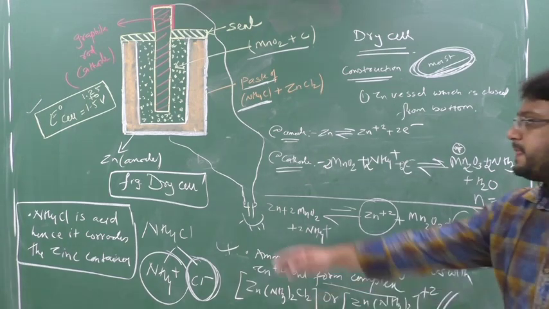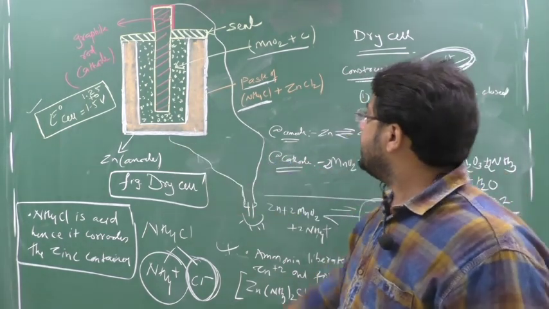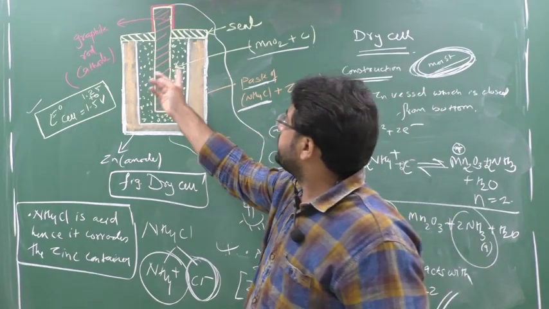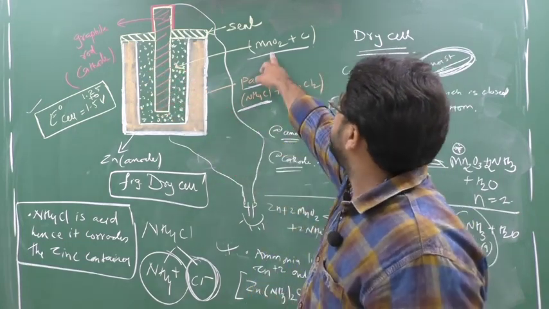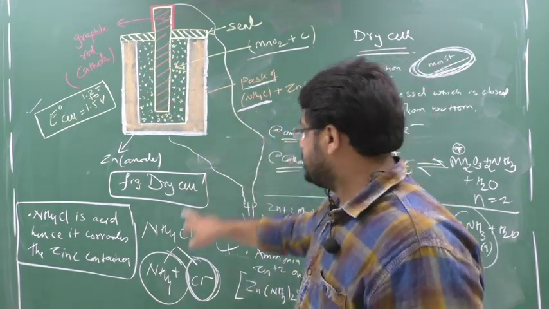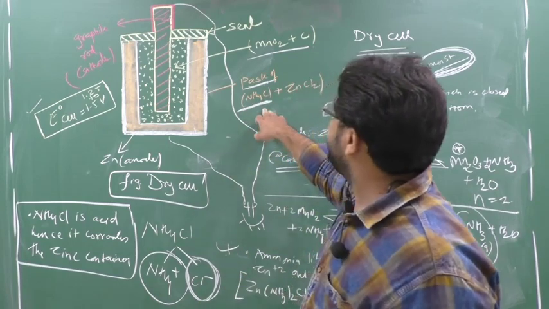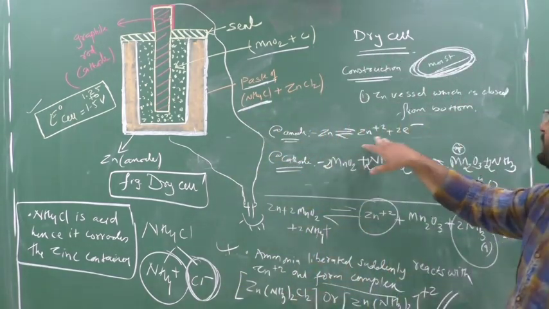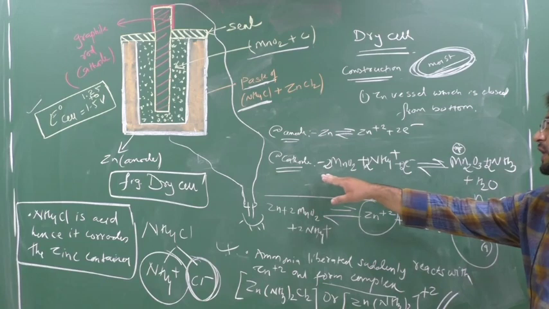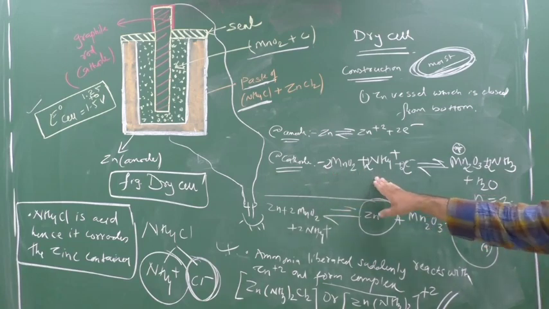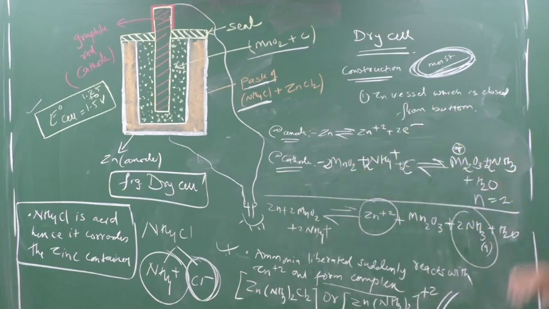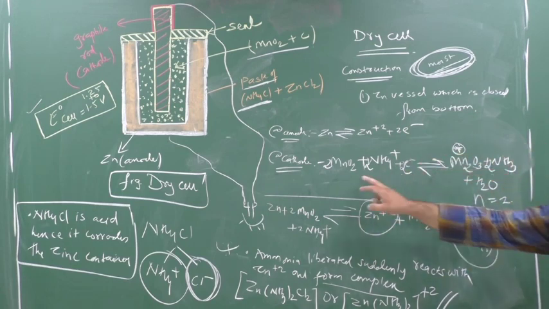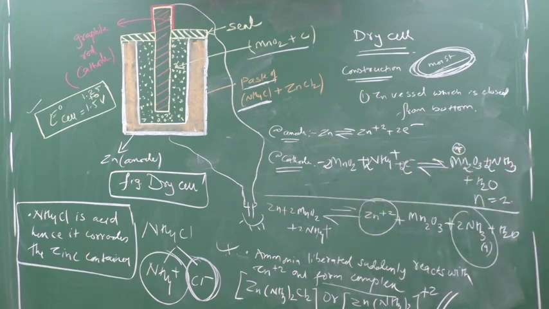Okay, the zinc is the anode and the cathode contains graphite. So on the cathode, who comes for the reaction? MnO2 and NH4+. So this NH4+ comes from where? NH4Cl. So at the anode, Zn gives Zn2+ plus 2 electrons, and at the cathode I have MnO2 plus NH4+. This MnO2 will be converted into Mn2O3, NH4+ will be converted to ammonia, and if you balance the reaction with oxygen, one oxygen will be remaining here. So I am balancing the oxygen with water and balancing the reaction.